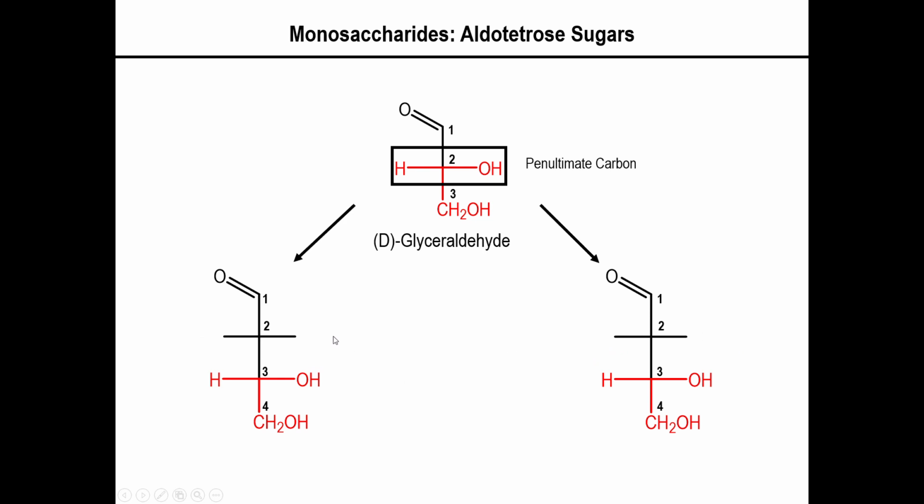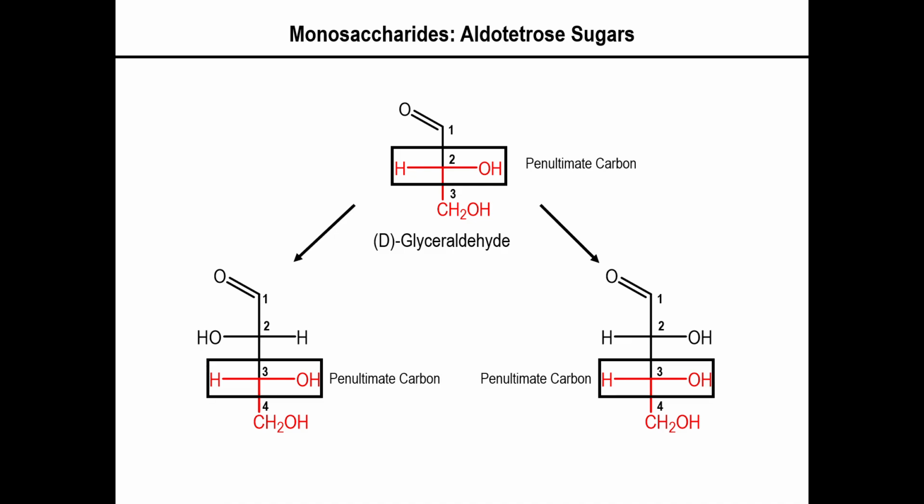So on the one hand, you can have the OH pointing to the left side, but this is not the penultimate carbon, so don't be confused. This is the carbon that follows right after the carbonyl. So we could have the hydroxyl pointing to the left, but we could also have it pointing to the right. And what this means is that you are actually looking at 2 different sugar molecules.